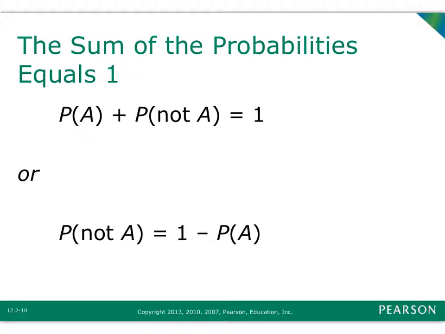Because the sum of the probabilities equals 1, the probability of A plus the probability of not A has to equal 1. We call this the complement. So not A is the complement of A. Therefore, the probability of not A is equal to 1 minus the probability of A.